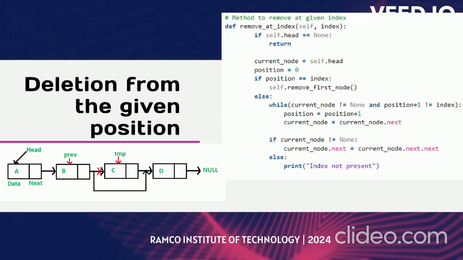So inside the loop I am just incrementing the position by 1, and then for traversing, changing current node equal to current node dot next. Then out of the loop I'm checking whether the current node is none or not none. If it is none, it means the index is not present. For example, if the number of elements in the list is 4 and the index to be removed is 10, then index not present will be printed. If it is not none, we change the current node dot next value to next dot next value.